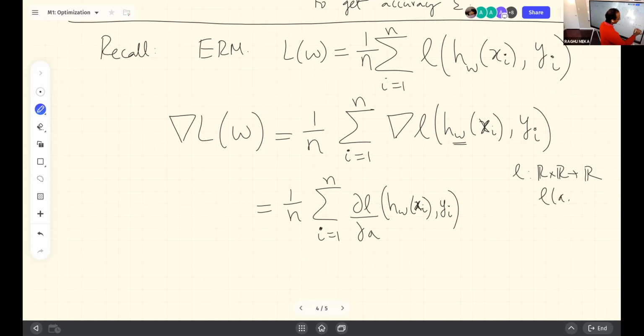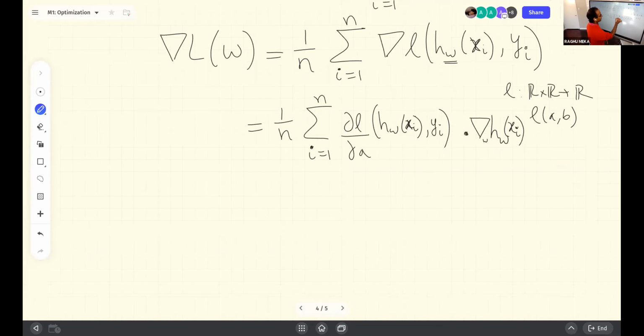So I'm thinking of this as a function L of a comma b. I'll take the partial derivative with respect to the first coordinate. And then what should I multiply this with? I just have to compute the gradient of the parameterized family at a specific data point xi. There's this nice decoupling that happens here. I just need to evaluate the parametric family at xi and evaluate the gradient at xi.